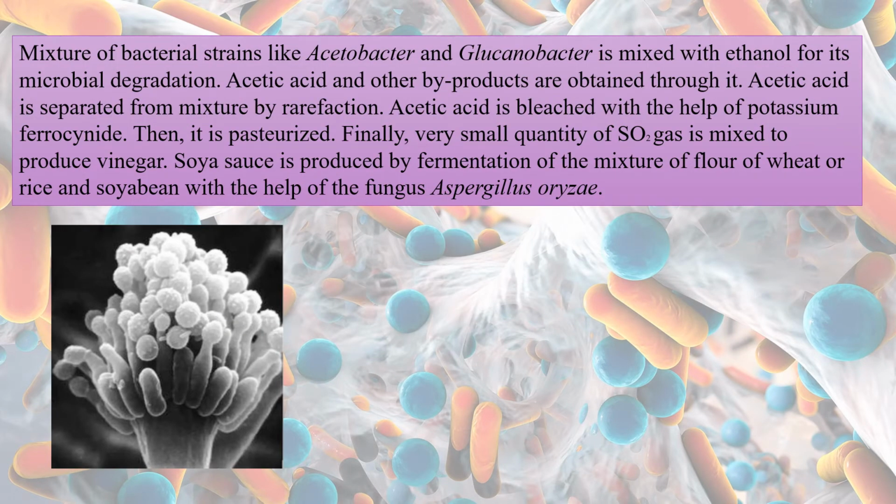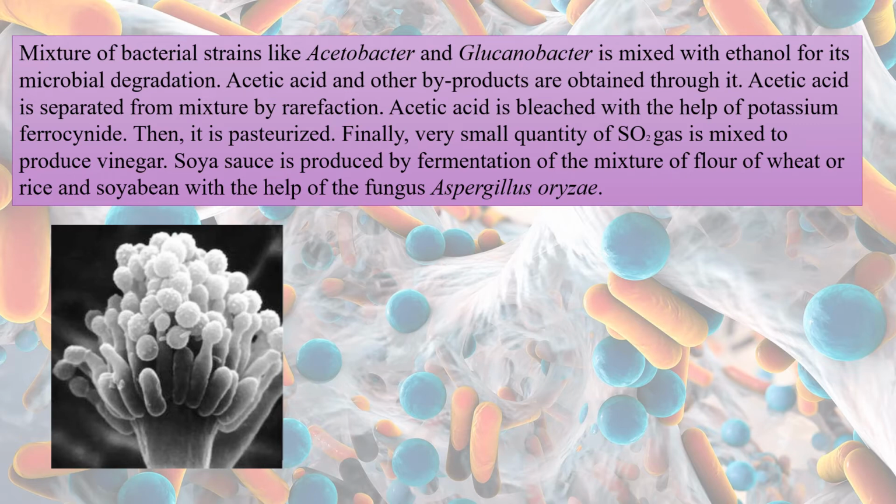Mixture of bacterial strains like Acetobacter and Gluconobacter is mixed with ethanol for its microbial degradation. ठीक है, इनका mixture use किया जाता है ताकि ये microbial degradation हो. Acetic acid and other byproducts are obtained through it. Acetic acid is separated from the mixture by rarefaction. Acetic acid is bleached with the help of potassium ferrocyanide.